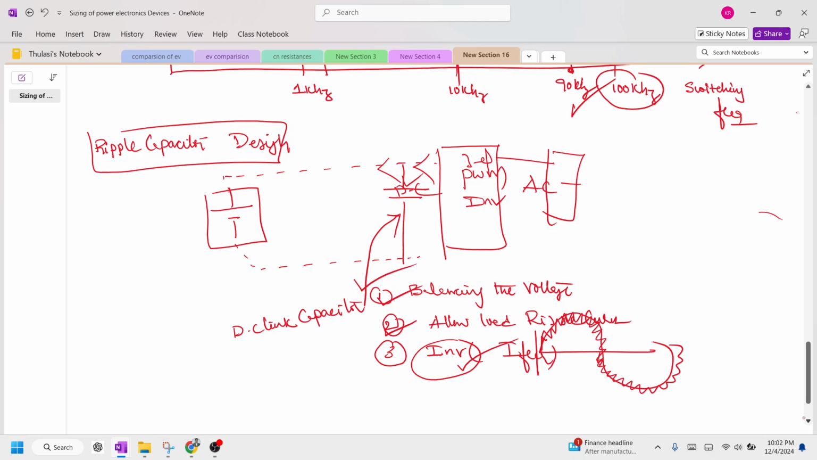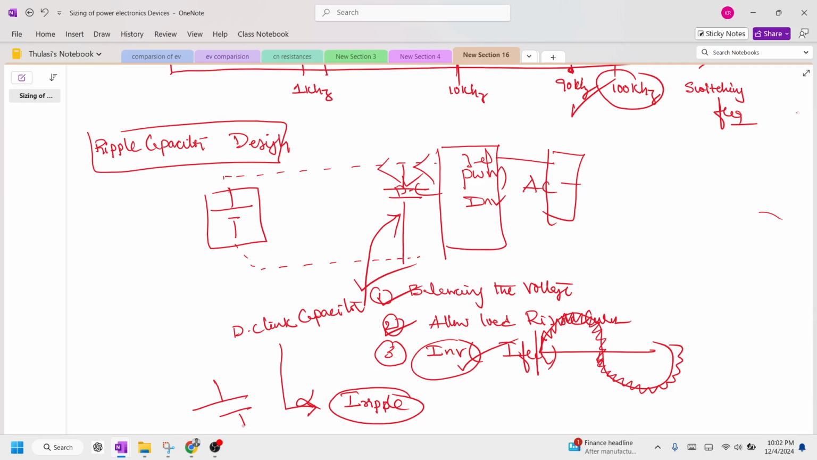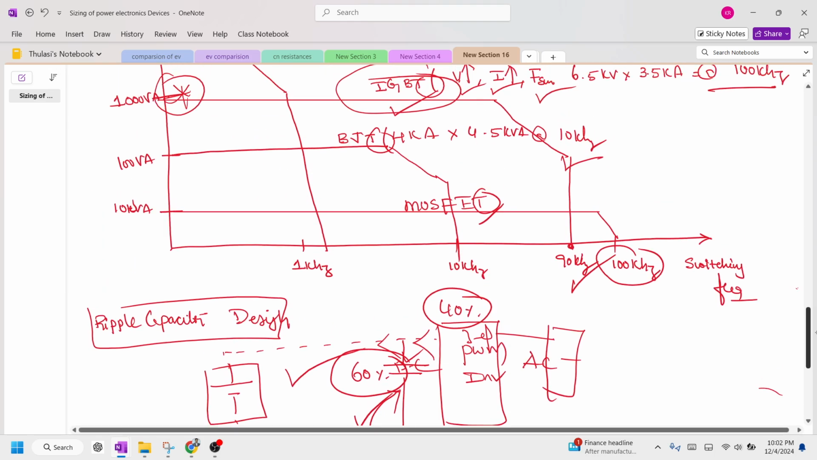What decides the size of the DC link capacitor is the magnitude of current ripple. The magnitude of ripple current will decide the size of the capacitor. That is how the ripple capacitor also plays a role. Generally, the ripple capacitor may constitute a size of 60 percent, and the inverter may constitute a size of 40 percent. So the ripple capacitor design and size is going to define the size of the power electronic devices.